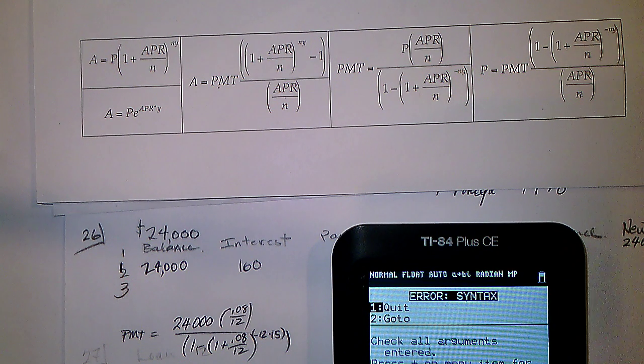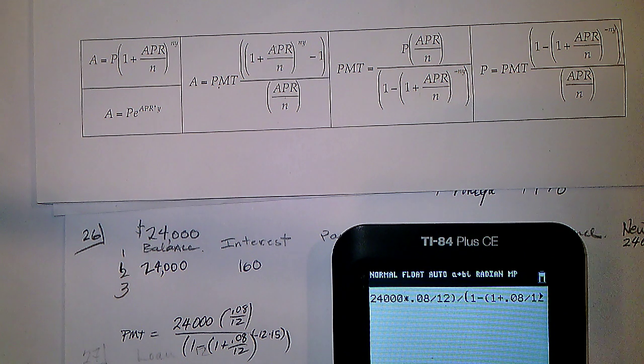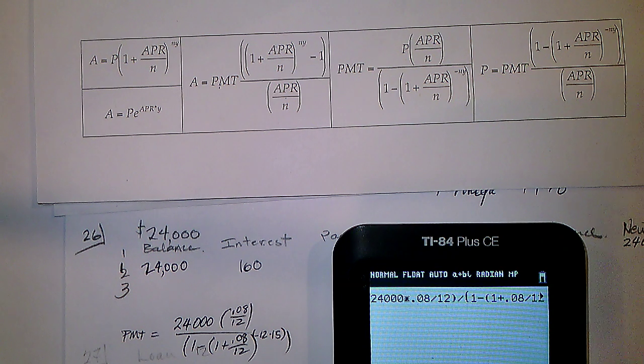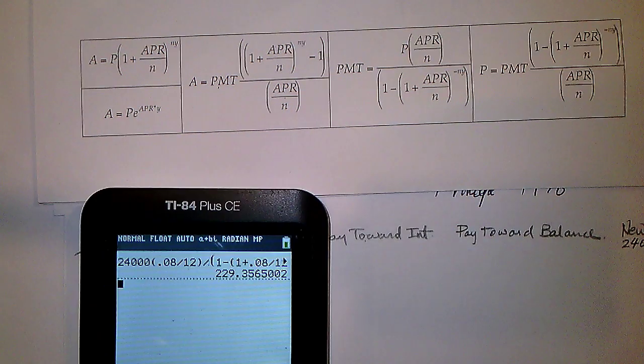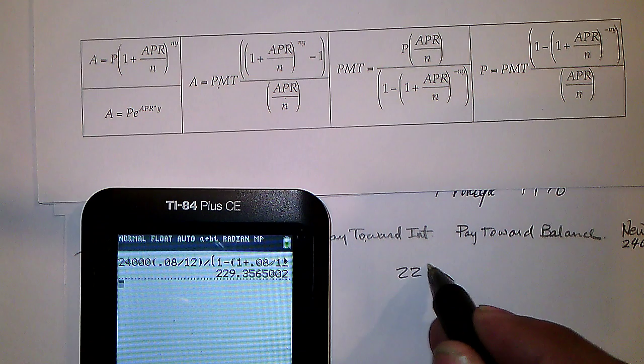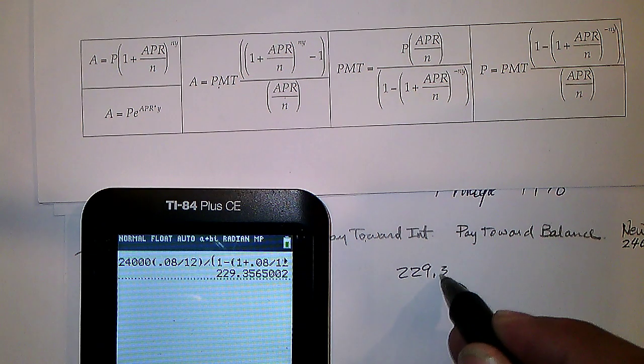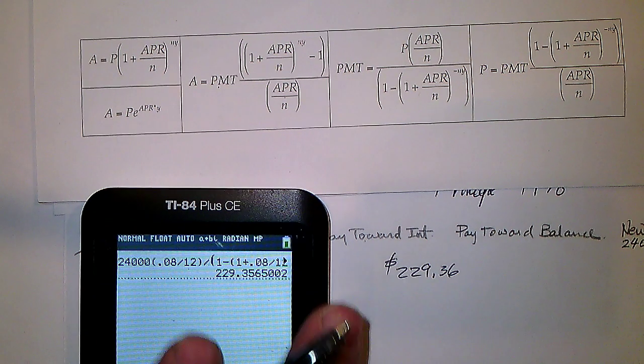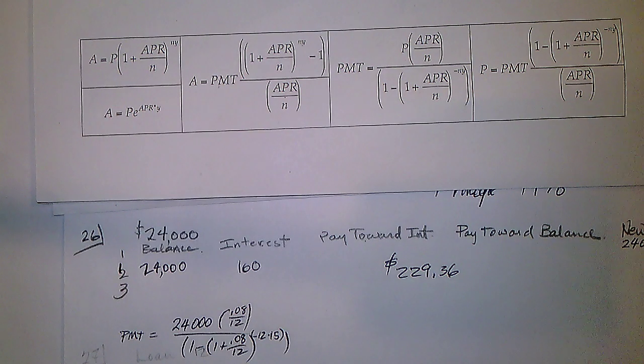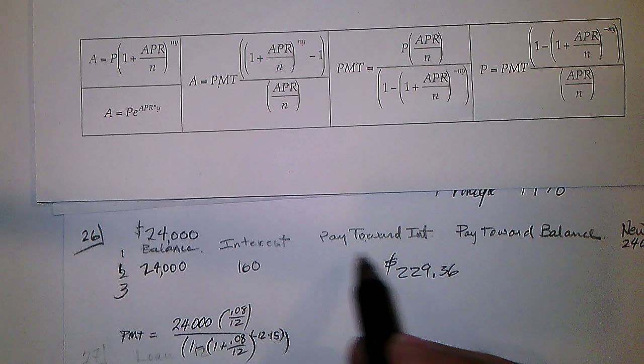Oop, I've got an error. Oh, I forgot to put a parenthesis here. Now it should work. So the payment on the student loan is going to be $229.36.